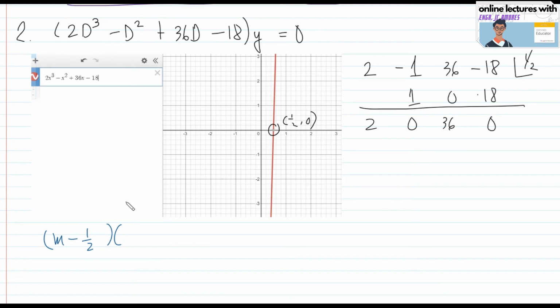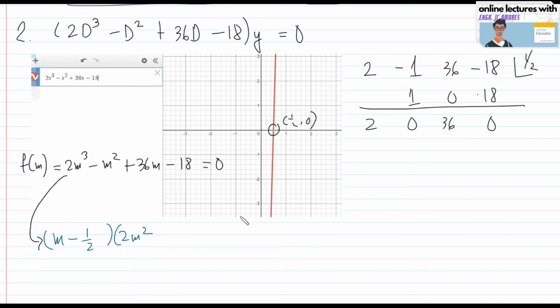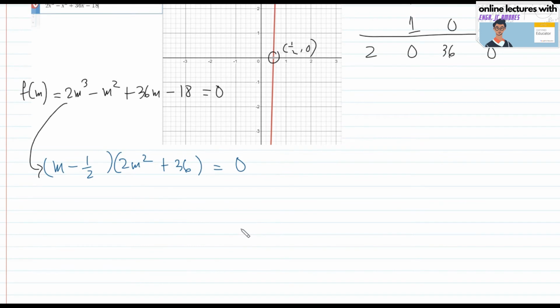Our auxiliary equation, which I forgot to write, f of m is equal to 2m cubed minus m squared plus 36m minus 18 is equal to 0. That equation can now be factored as m minus 1 half times the quantity 2m squared plus 36 is equal to 0. So we have m sub 1 here, which is equal to 1 half.